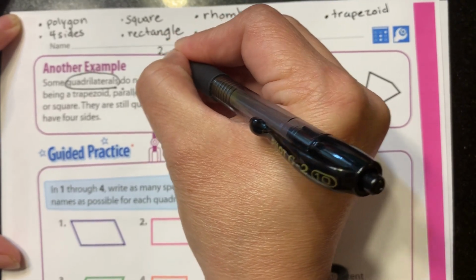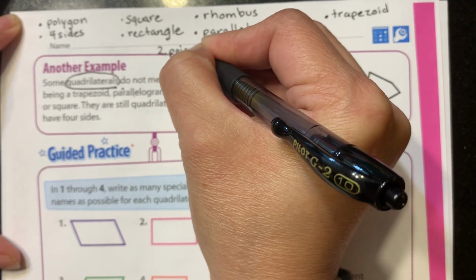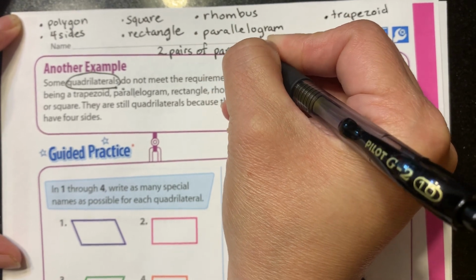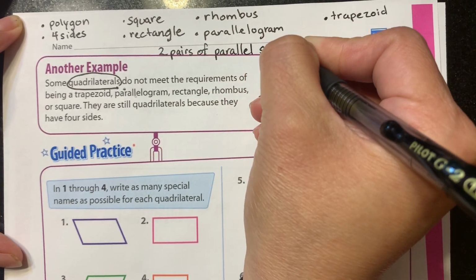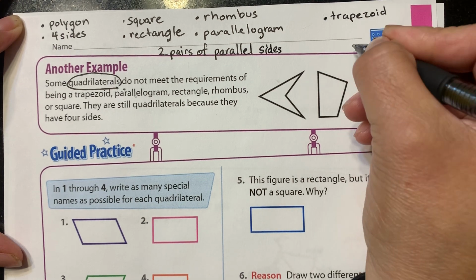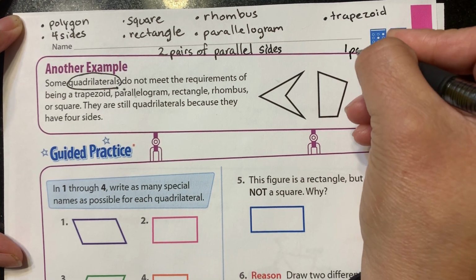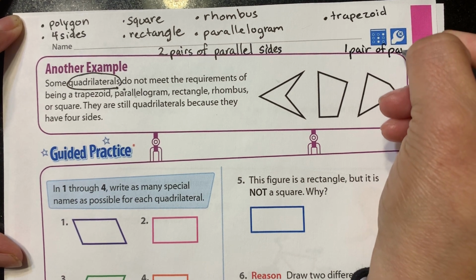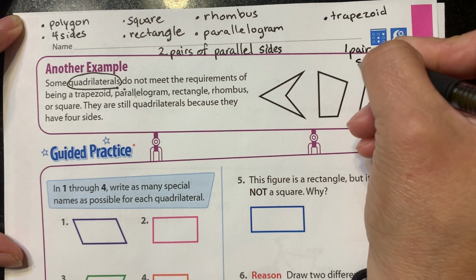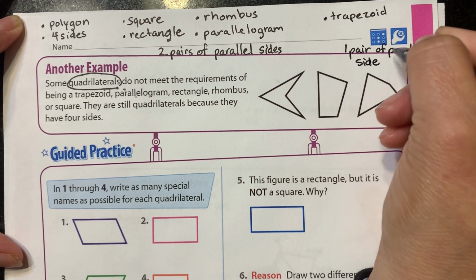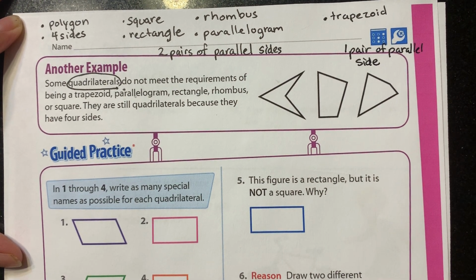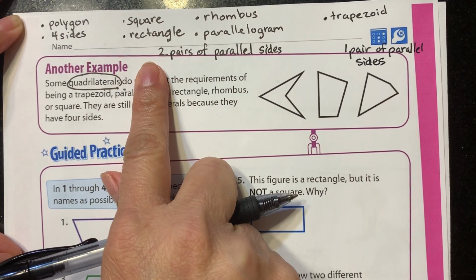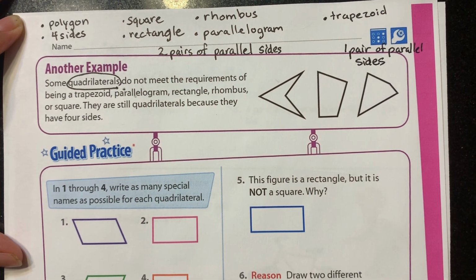So this has two pairs of parallel sides. And the difference is this one has only one pair of parallel sides. Okay, and so that's why we call it the lonely trapezoid because, again, these have two pairs of parallel sides and this one only has one pair of parallel sides.